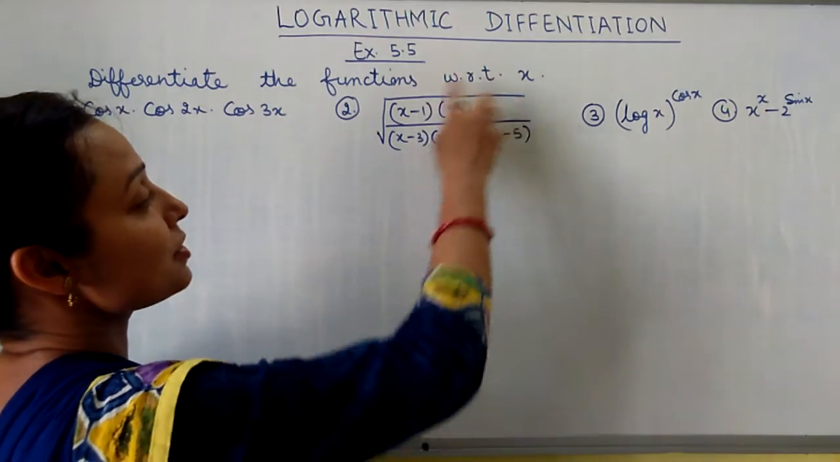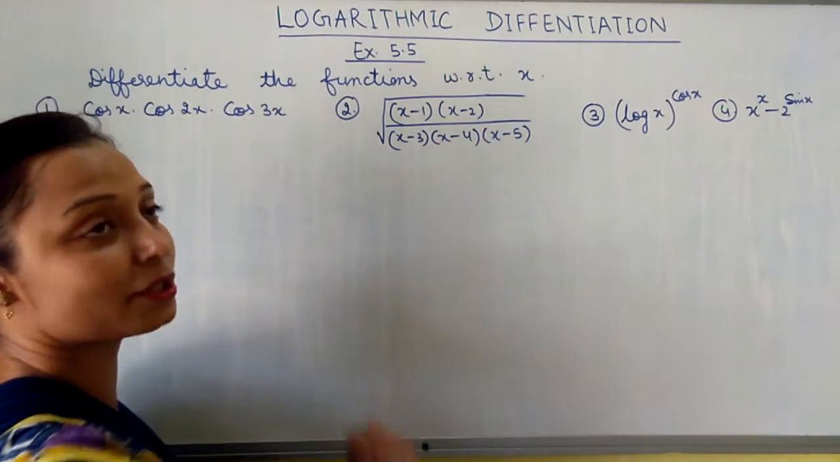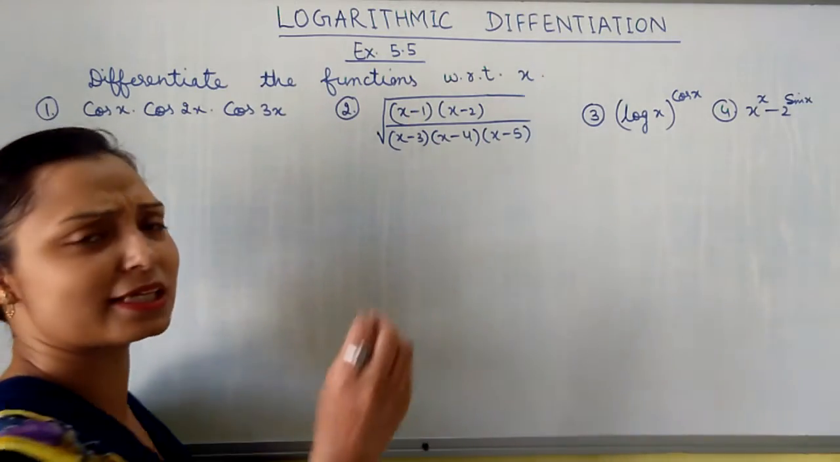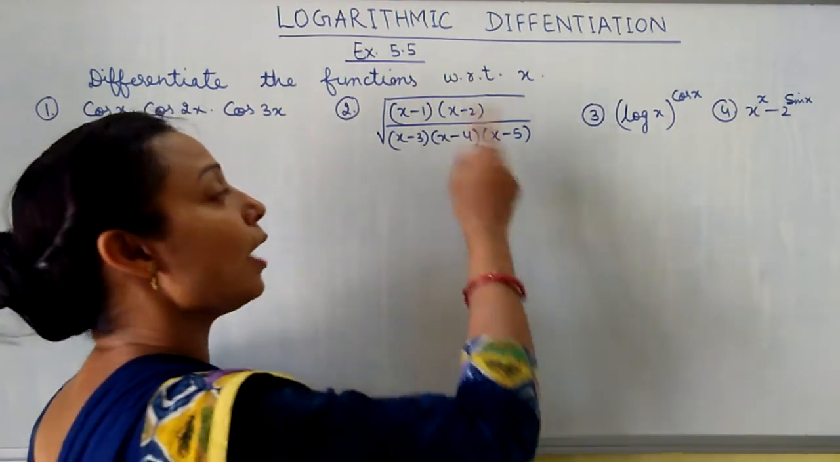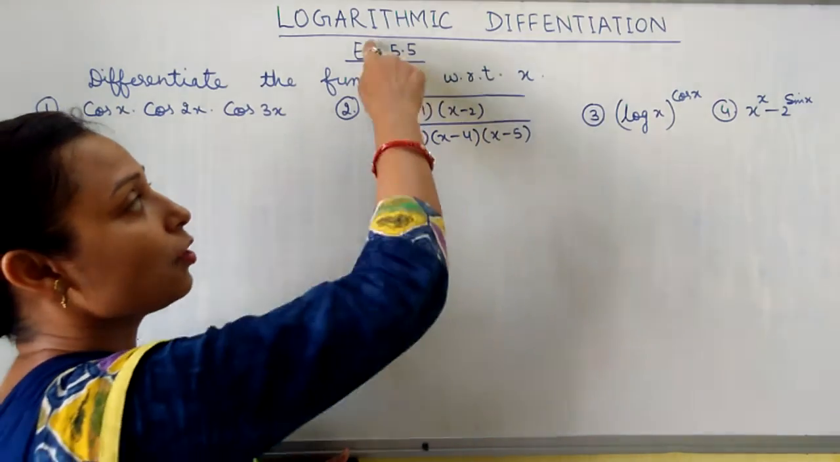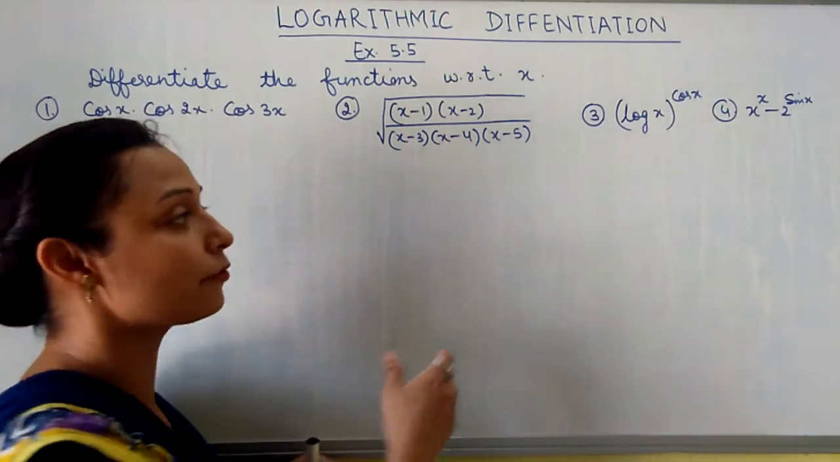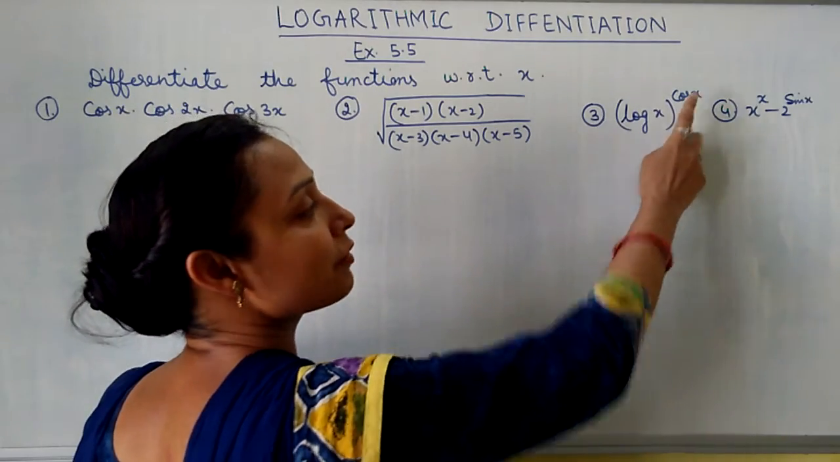Okay, the second question is also in division and also under root, and in the division there is a product form also. So it is not a simple question. When you use logarithmic differentiation, it becomes very easy. How will I solve it for you? This is variable power variable.